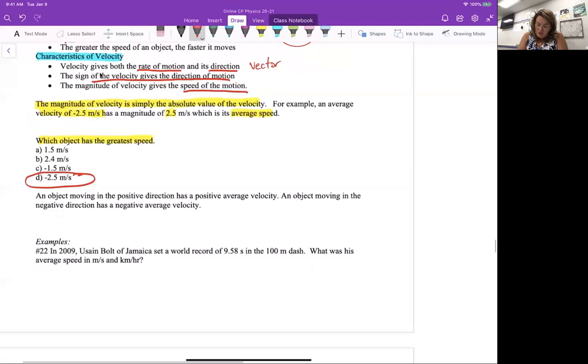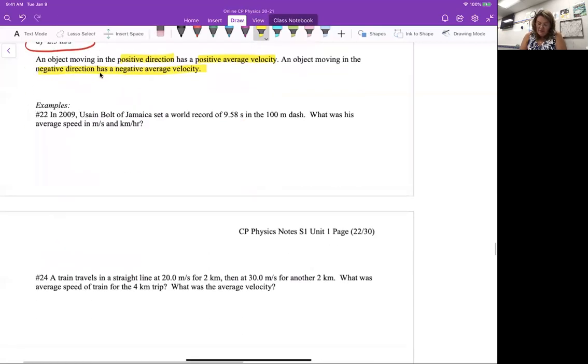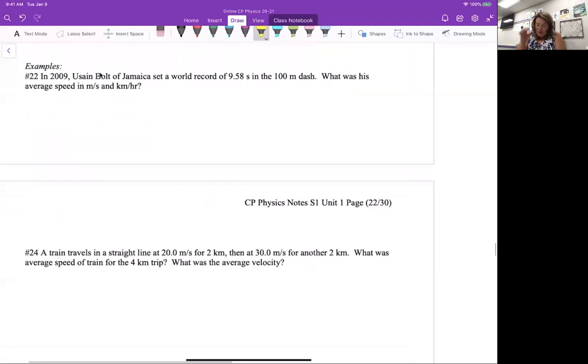Okay, so we're continuing on. An object moving in a positive direction has a positive average velocity. An object moving in the negative direction has a negative average velocity. All right, I have a couple of problems I'll work for you quickly because we're finishing up on speed and velocity. Number 22, I believe, in your book. It's probably within the chapter.